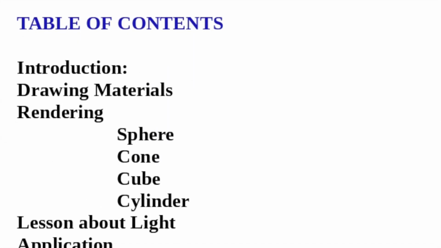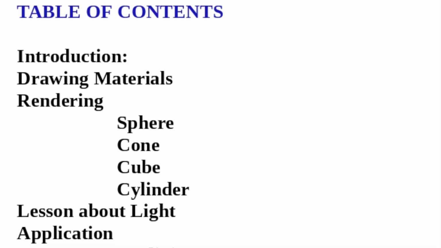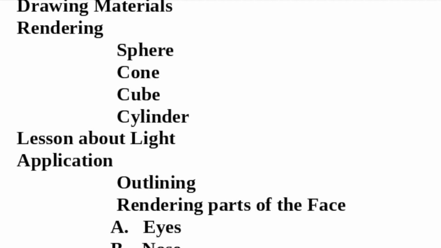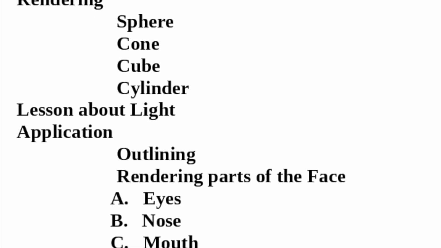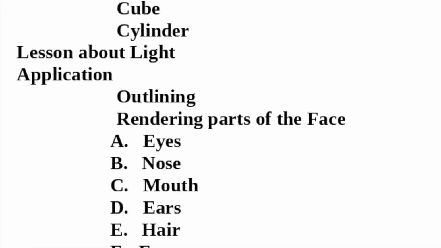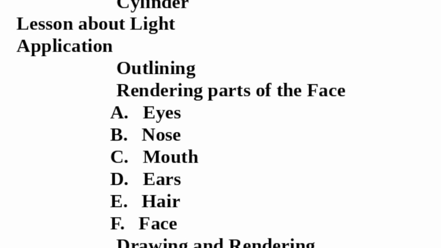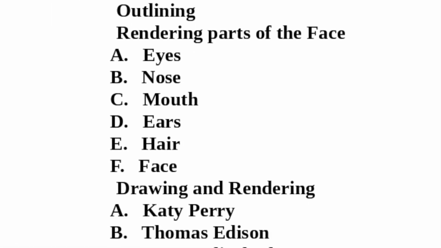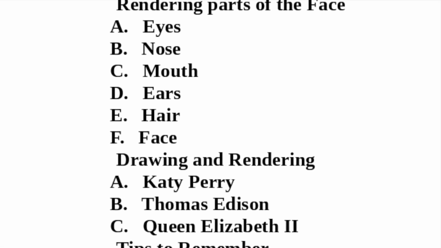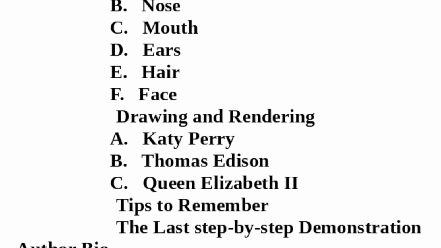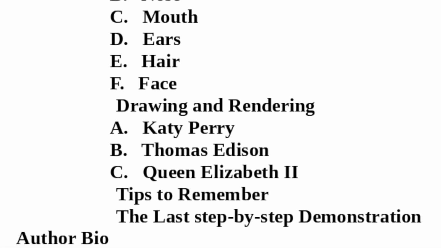Table of contents. Introduction. Drawing materials. Rendering: sphere, cone, cube, cylinder. Lesson about light. Application. Outlining. Rendering parts of the face: A. eyes, B. nose, C. mouth, D. ears, E. hair, F. face. Drawing and rendering: A. Katy Perry, B. Thomas Edison, C. Queen Elizabeth II. Tips to remember. The last step-by-step demonstration. Author bio.